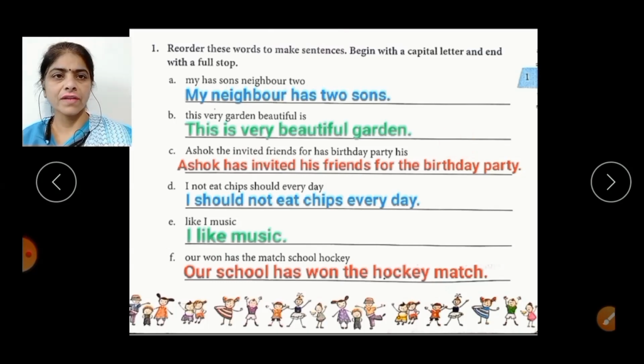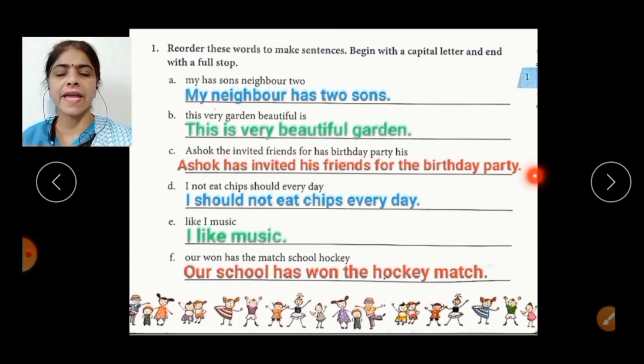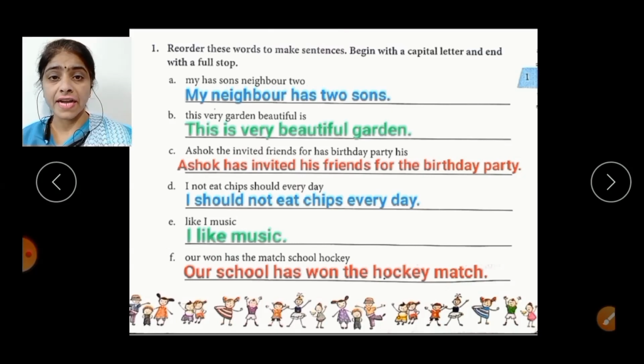Let's have the third one: Ashok, the, invited, friends, for, his, birthday, party, his. This group of words doesn't make any kind of sense. So after getting arranged, this will be: Ashok has invited his friends for his birthday party. Now the next one: I, not, eat, chips, should, every, day. After getting arranged, it will be: I should not eat chips every day.